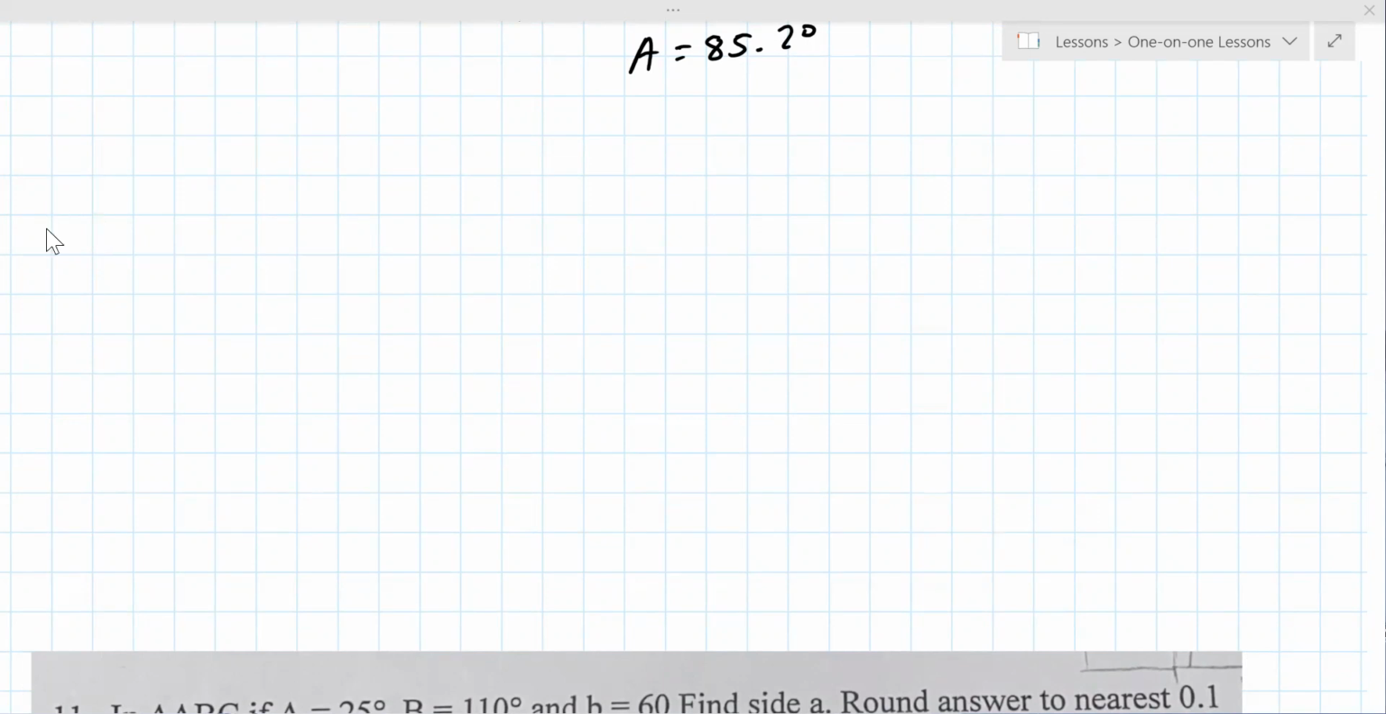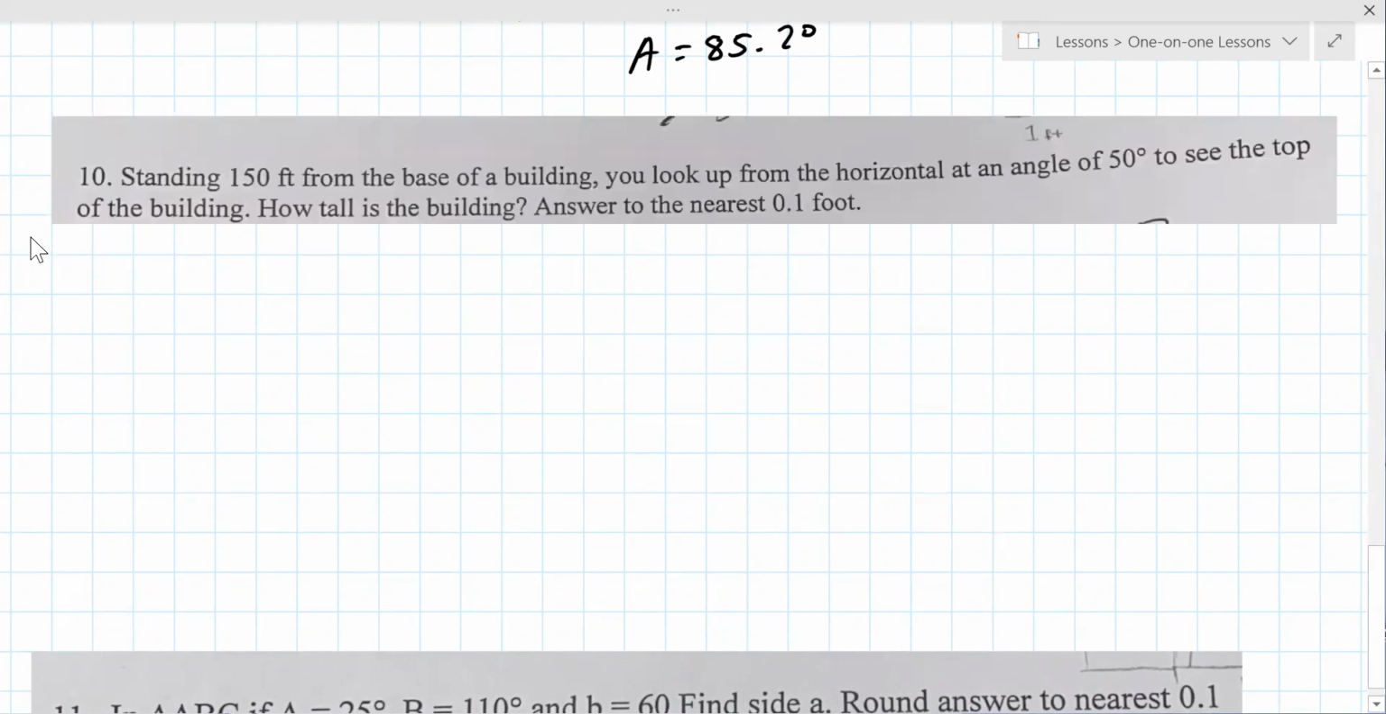All right. Standing 100 feet from the base of a building, you look up from the horizontal at an angle of 50 degrees. Okay, so I like your picture here. There you have a building, and it's 150 feet, and you see an angle of 50 degrees to see the top of the building. How tall is the building? Okay, so we're trying to find the height of the building.